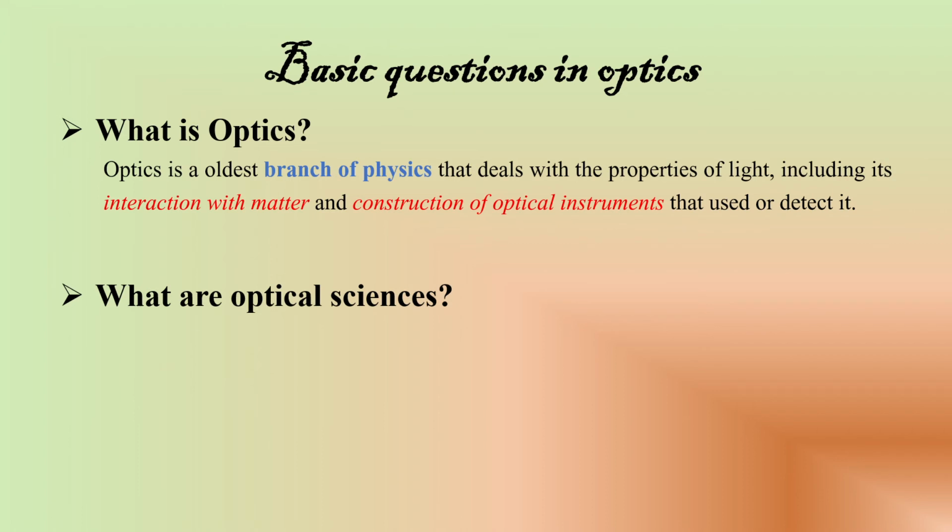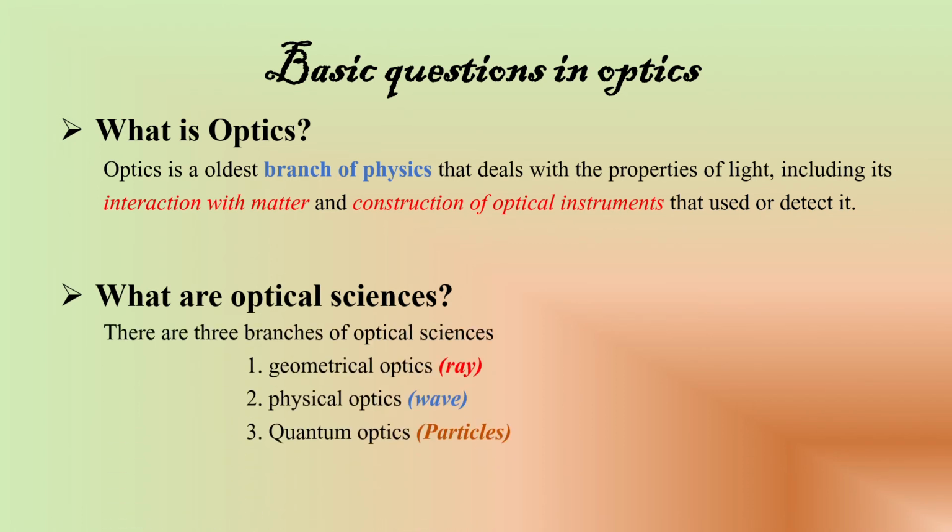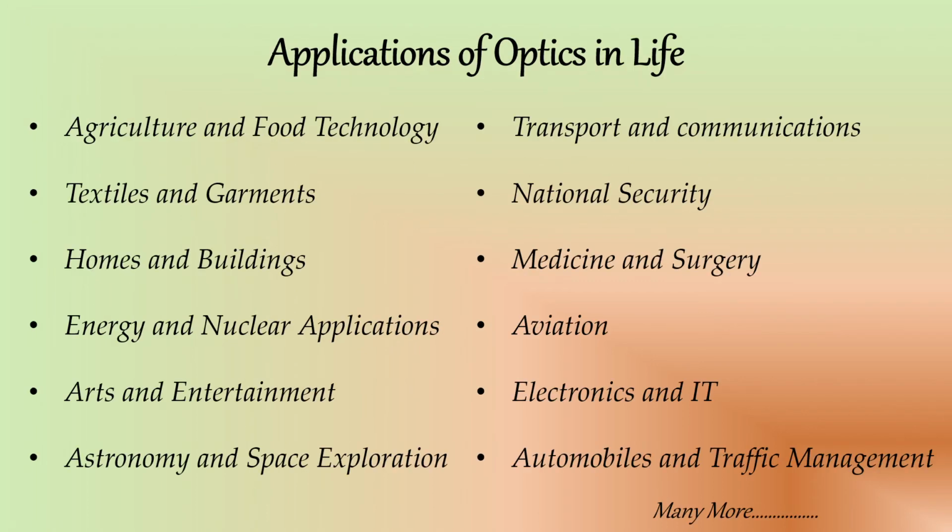What are optical sciences? Optical sciences are basically divided into three branches: geometrical optics, physical optics and quantum optics.